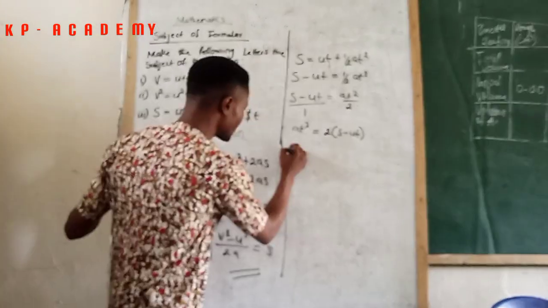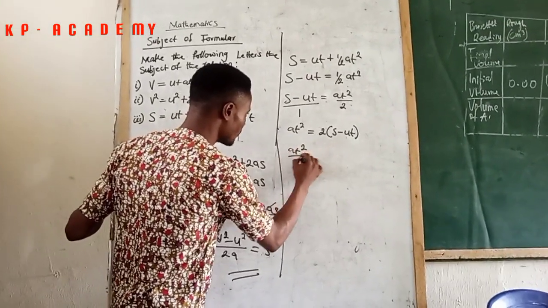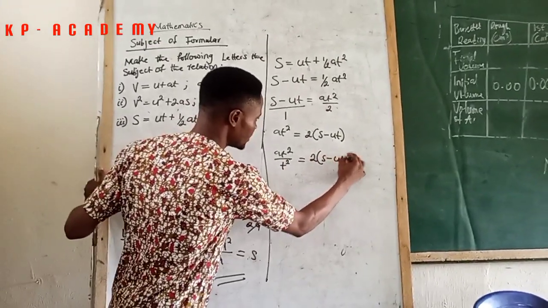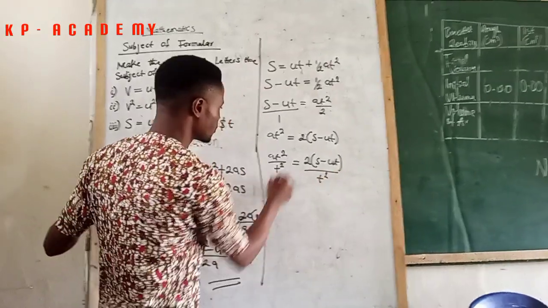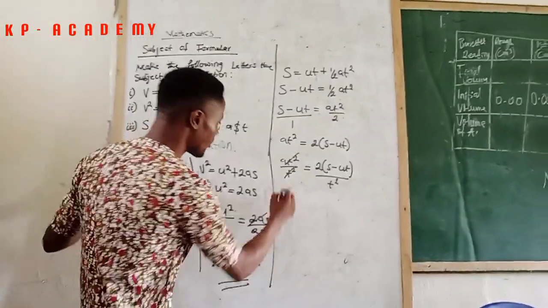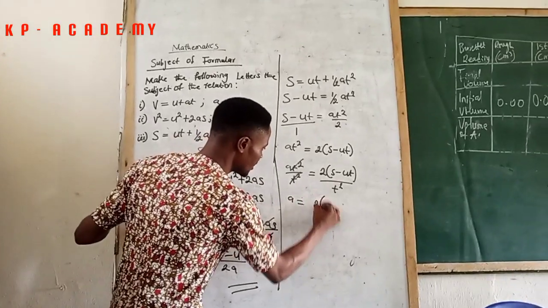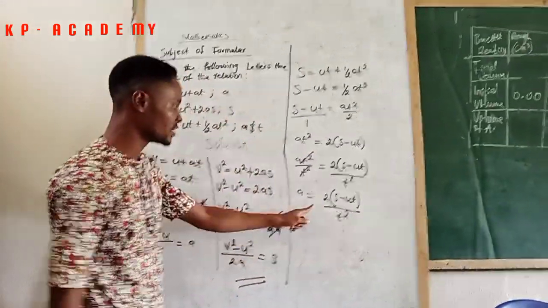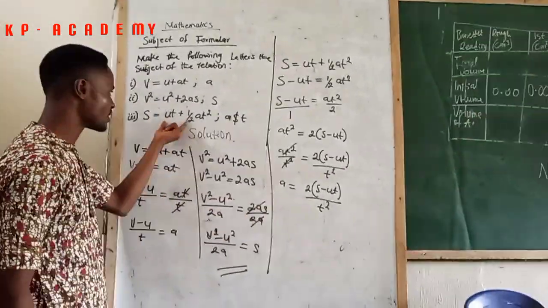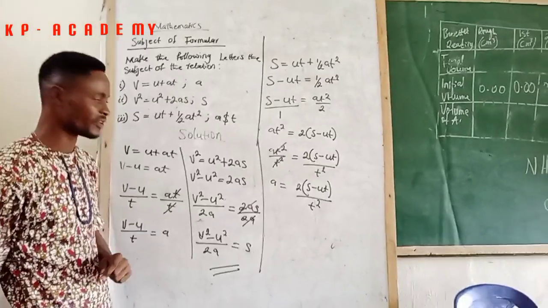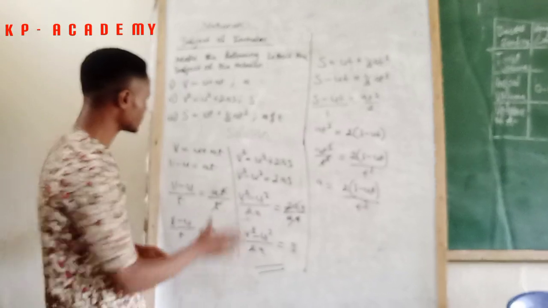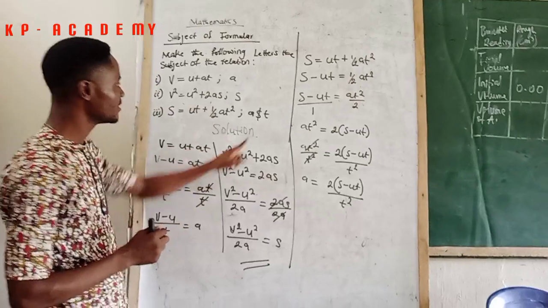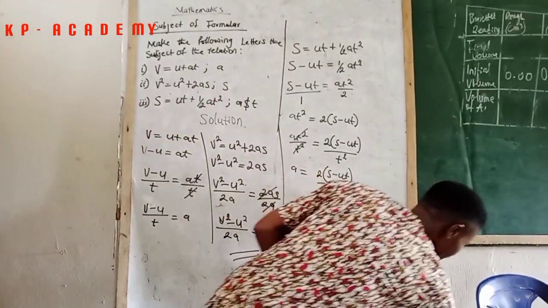And when I do that, I'll have that at squared all over t squared is equal to 2 into s minus ut all over t squared. So t squared here cancels t squared here. I will have a is equal to 2 into s minus ut all over t squared, and that's it. So this is the answer to this very question when a is made the subject of the formula. Now, let me quickly wipe this part. Please take note of this part. I'm going to wipe it very quickly so that I can make t the subject of the formula.